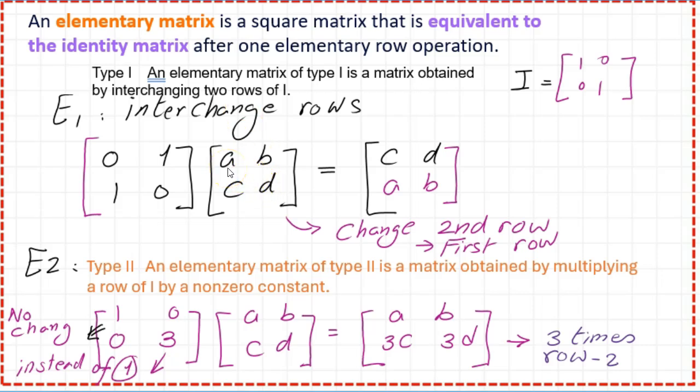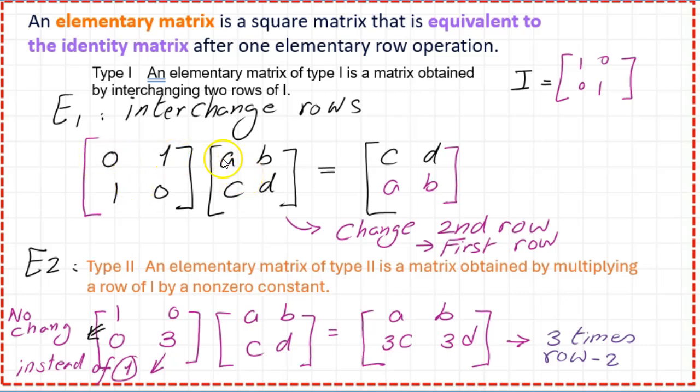Our matrix, suppose it is A, B, C, D, and we need to change. We get the second row to become the first row and the first row to become the second. The identity matrix originally was 1, 0, 0, 1. So if we make a swap from the second row and put it as the first row, it will become 0, 1, 1, 0. Now try to multiply the type 1 E1 by the matrix.